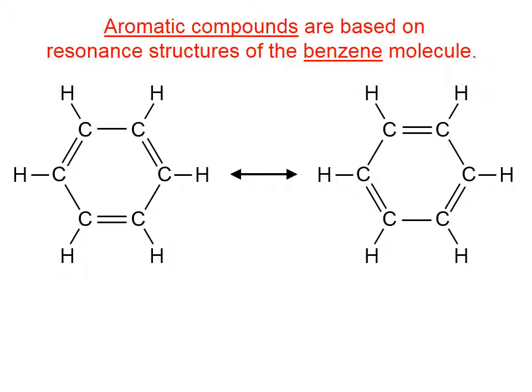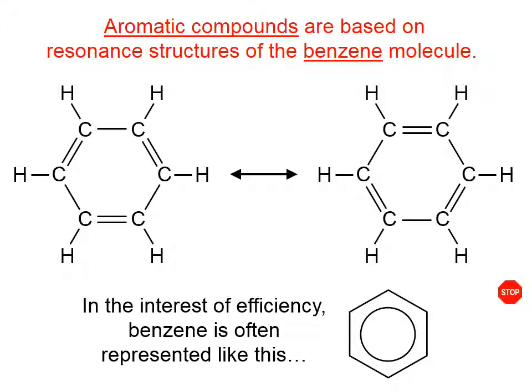And again, what resonance means is, in the case of benzene, that these carbon-carbon bonds are all equal to each other in terms of their bond length, in terms of their bond enthalpy. They are not single bonds, they're not double bonds, they're something in between with regard to both length and strength. And just as an aside, in the interest of efficiency, benzene is often represented like this because it's much quicker to draw.